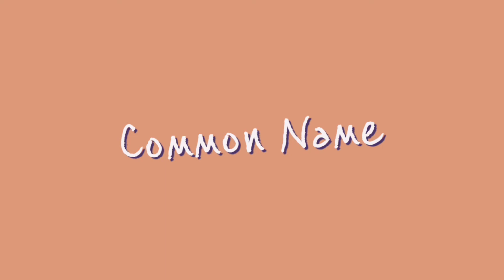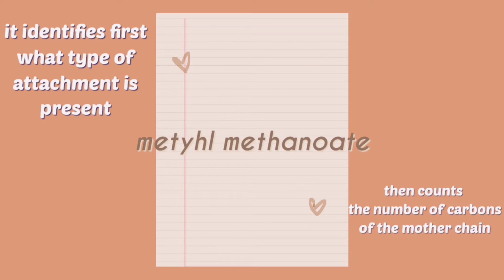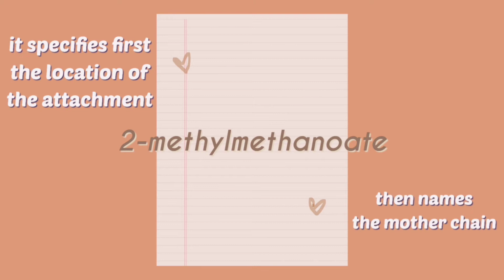Now for naming. Common name. It identifies first what type of attachment is present, then counts the number of carbons of the mother chain. IUPAC. It specifies first the location of the attachment, then names the mother chain.